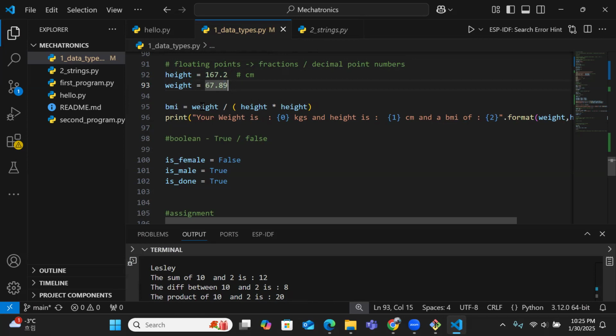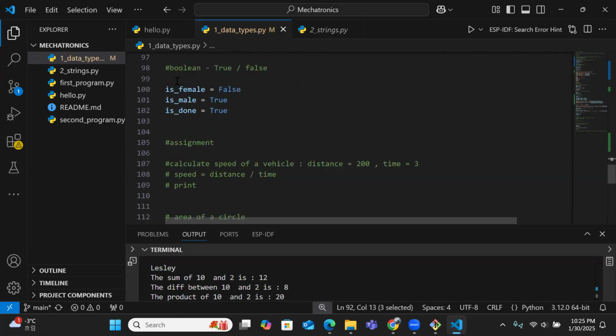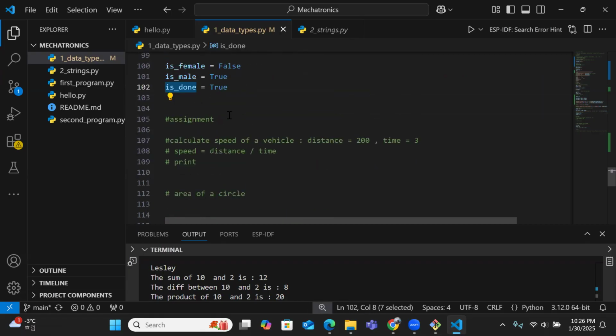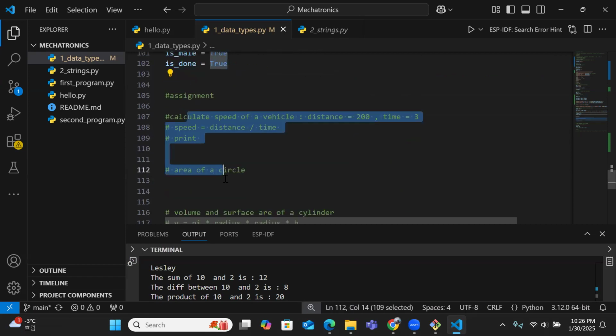For example, when you divide two numbers, you get what is called a floating point or a fraction. And then the last thing we did is Boolean, which is false and true. Female is false, male is true, something like that. Then this was the assignment which we did.